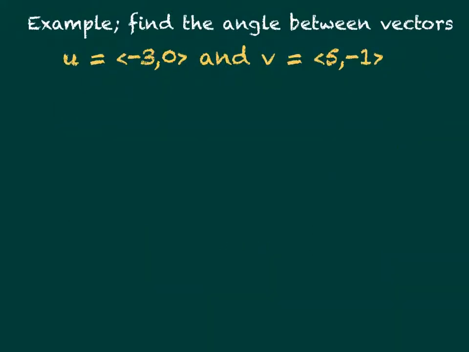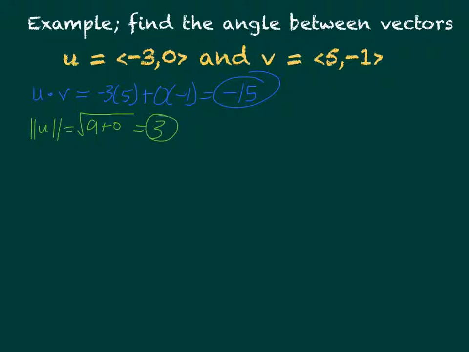For this next one, we've got to start by finding our dot product. u dot v is going to equal -3 times 5 plus 0 times -1, which is going to equal -15 plus 0, which is -15. And then I'm going to find my magnitude of u, and that's going to be the square root of 9 plus 0, which is the square root of 9, which is 3. And the magnitude of v is equal to the square root of 5 squared is 25, -1 squared is 1, so that is the square root of 26.